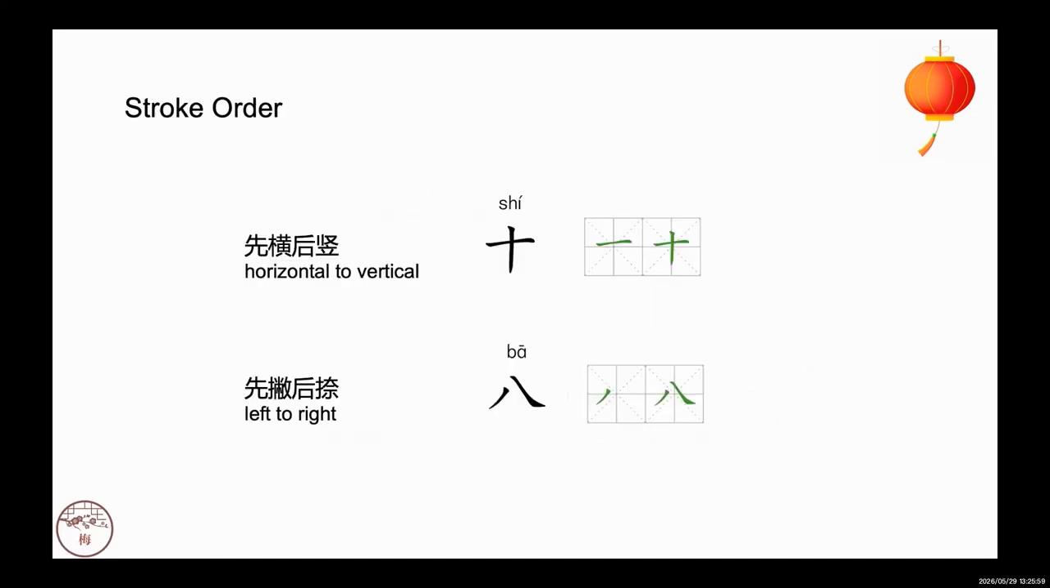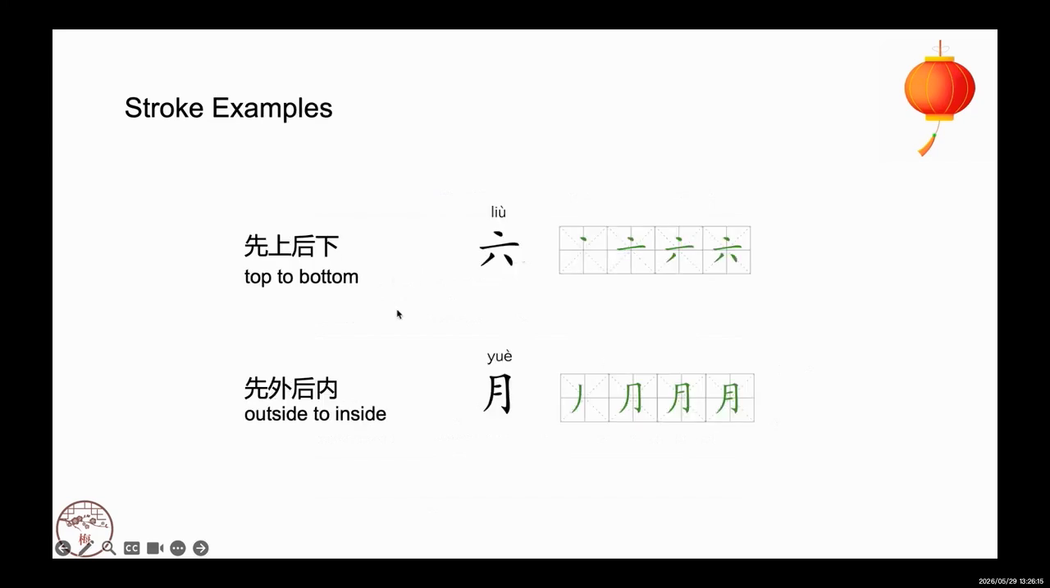Let's look at some simple examples. From horizontal to vertical, so first we write the horizontal, then we write the vertical. From left falling to right falling, left and then right. From top to bottom, 六 Liu means number 6. It has 4 parts, right? 4 parts. So we start from the top and the middle and left and right.